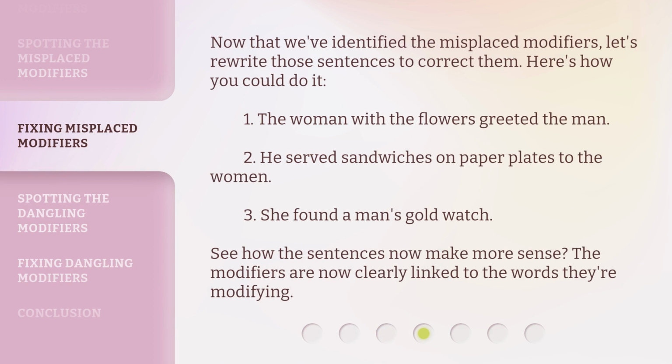Now that we've identified the misplaced modifiers, let's rewrite those sentences to correct them. Here's how you could do it. 1. The woman with the flowers greeted the man. 2. He served sandwiches on paper plates to the women. 3. She found a man's gold watch. See how the sentences now make more sense. The modifiers are now clearly linked to the words they're modifying.